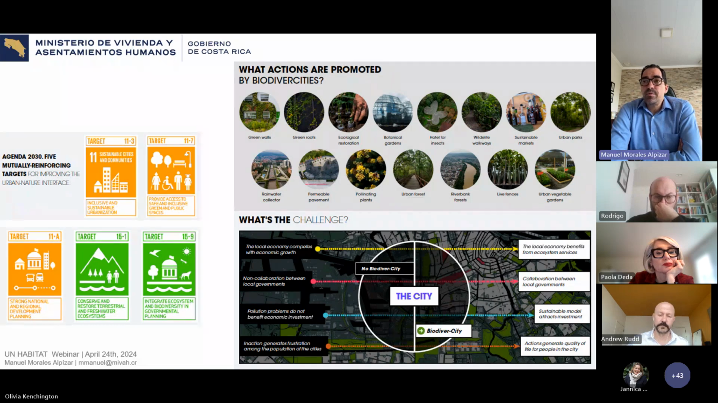These actions should be prioritized and adapted according to the conditions and needs of each city, and should be implemented in a coordinated and participatory manner with the support of different stakeholders, such as the public and private sectors, multilateral agencies, academia, civil society organizations, and citizens in general.